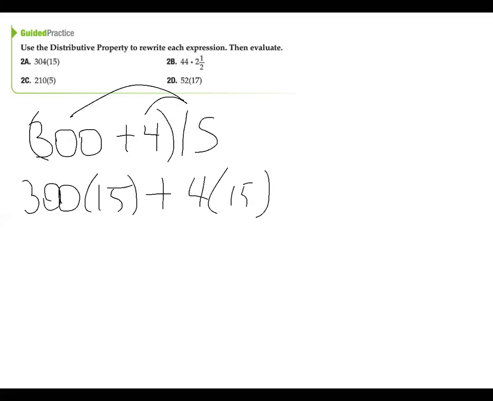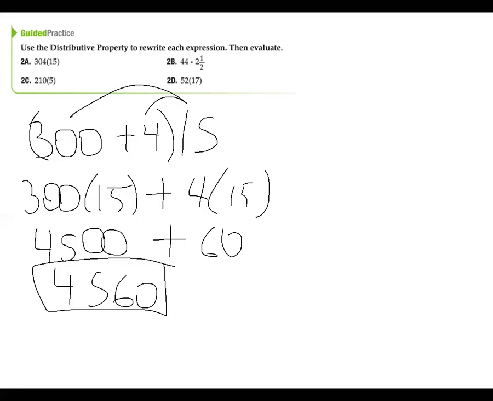300 times 15. So think of it, 3 times 15 is 45, and then add your 2 zeros. And 4 times 15. Well, 15 and 15 is 30. That's 2 15s, so 2 more give you 30 more, so that's 60. So there'd be 4,560 is the total there. Okay?